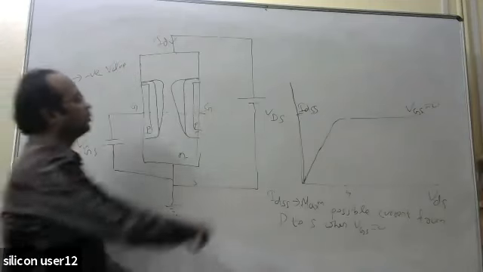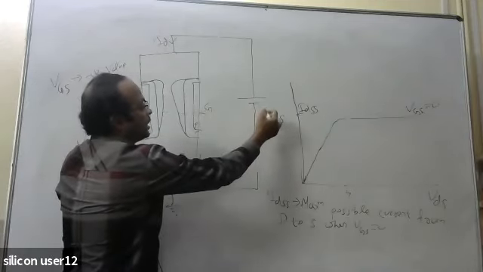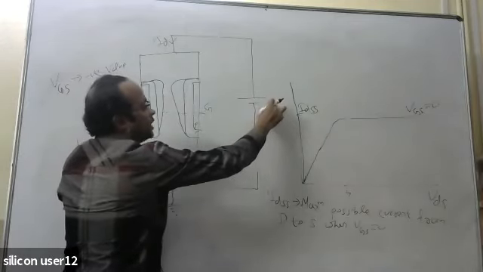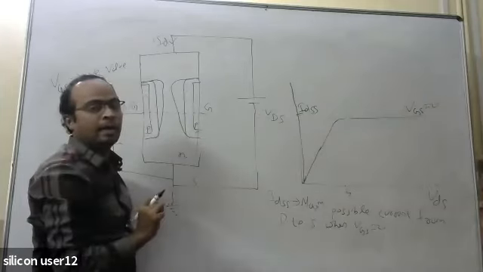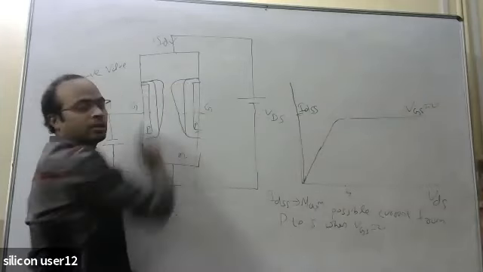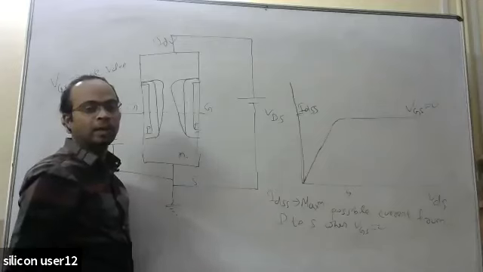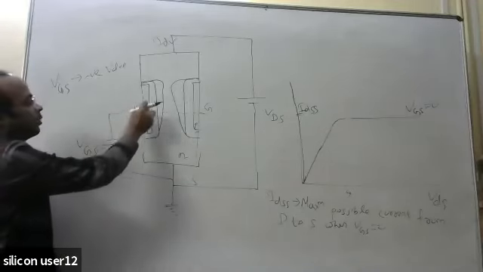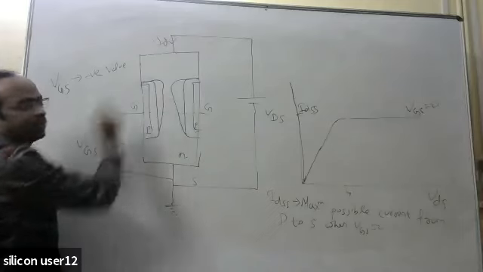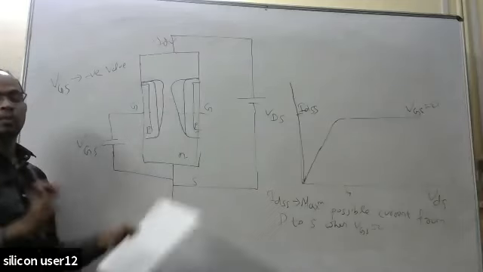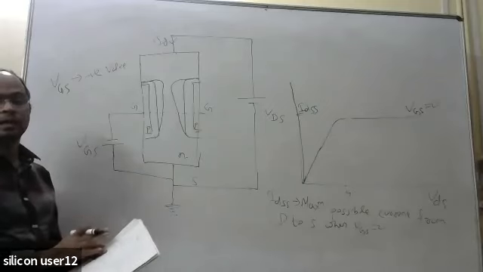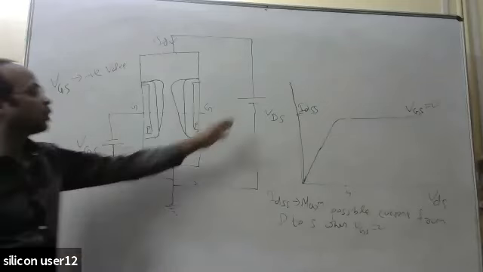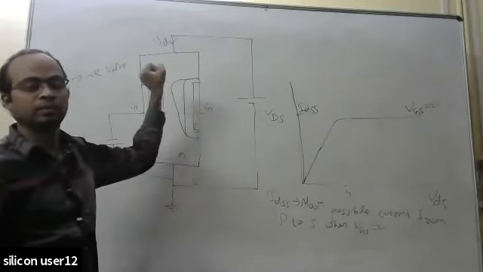So if I go on increasing VDS, when VDS is equal to 3 volt, at that time this depletion region may touch each other. Why? Because of this negative VGS value, from the beginning itself the depletion region has been widened. So if it has been widened from the beginning, there is now less requirement of VDS value to touch each other.